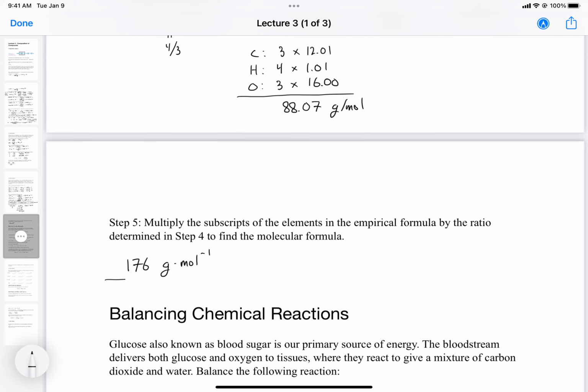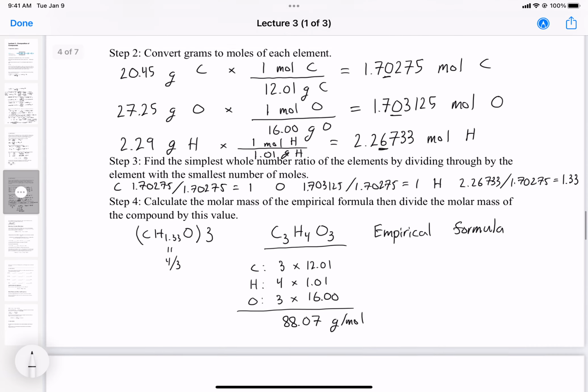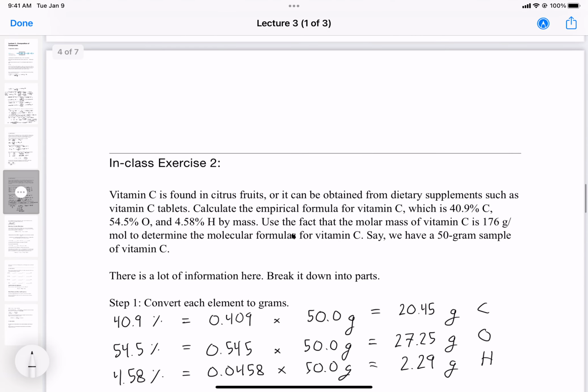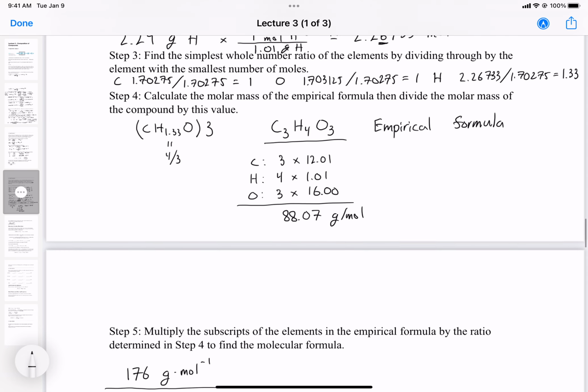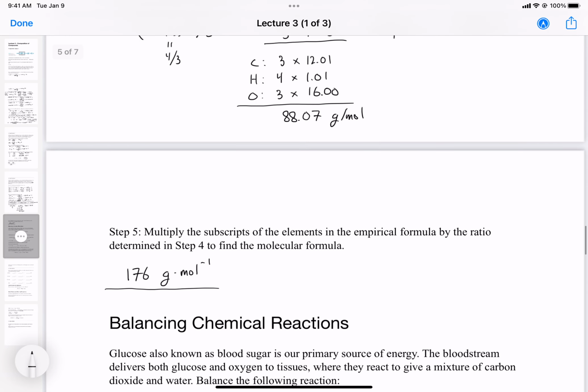So when I do grams per inverse mole, that means grams per mole, so you can write it on the same line and you're not having too many fractions to deal with. So we go up here, it says 176 grams per mole. So we're going to use that value and divide it by the value you just calculated in the previous step, 88.07 grams per mole.